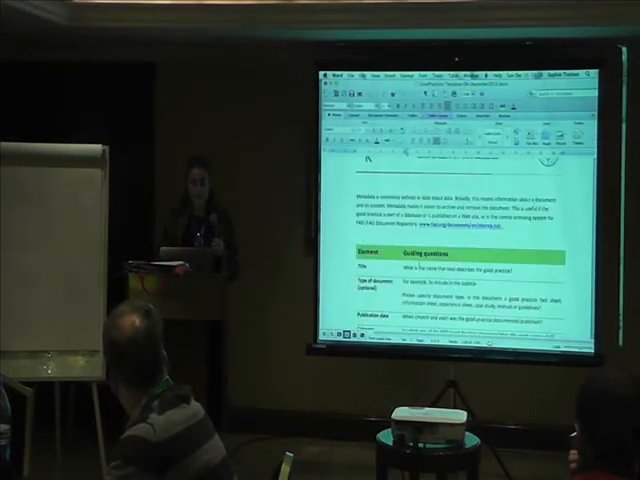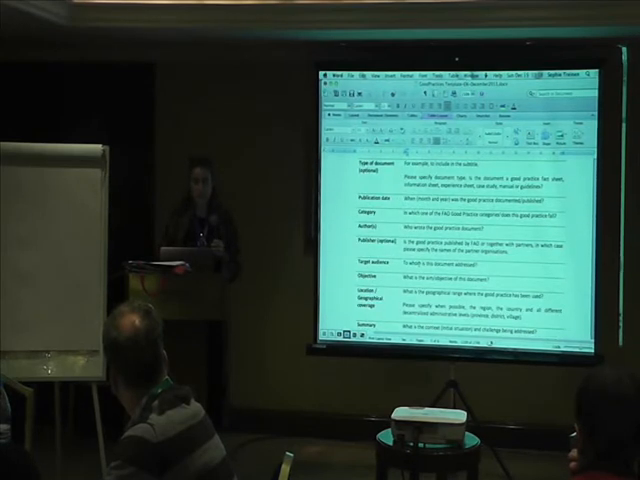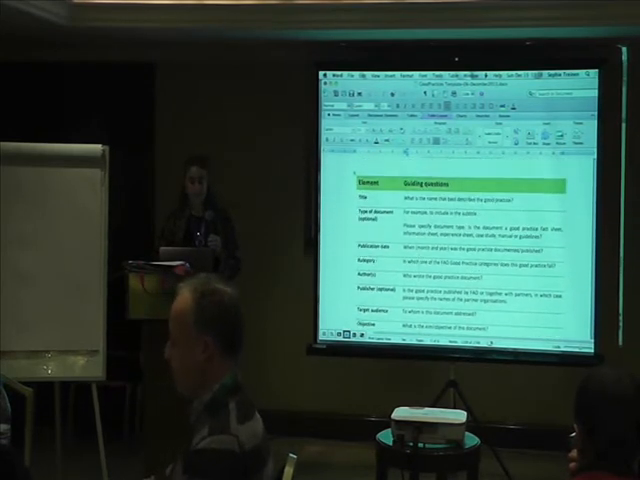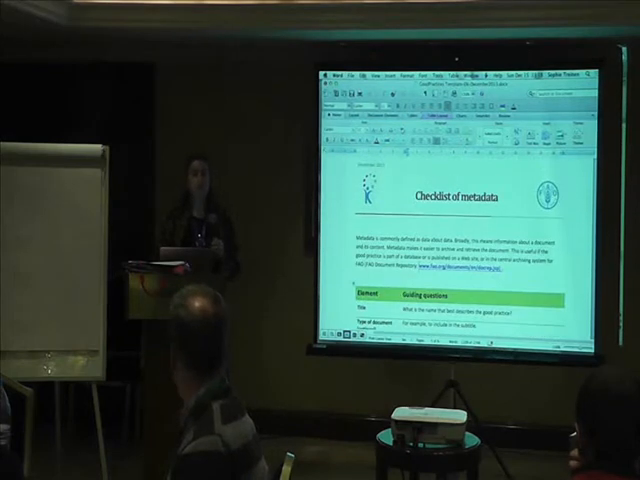And then the other page is about the metadata. Does anyone know what a metadata is?